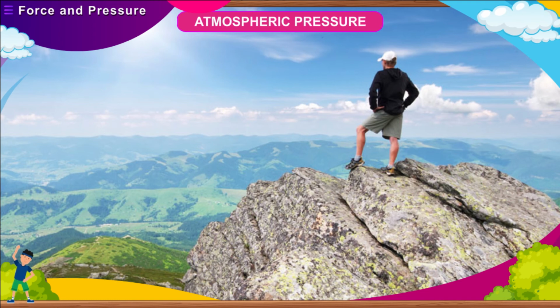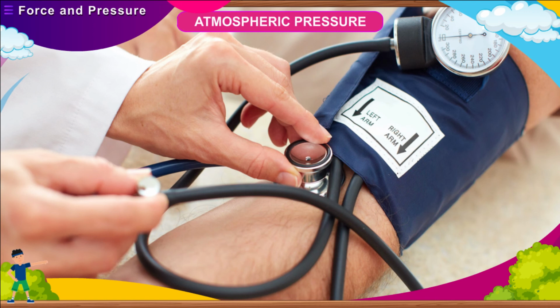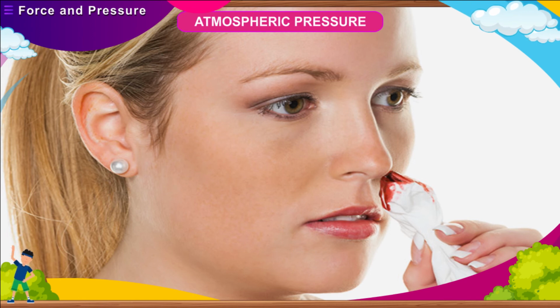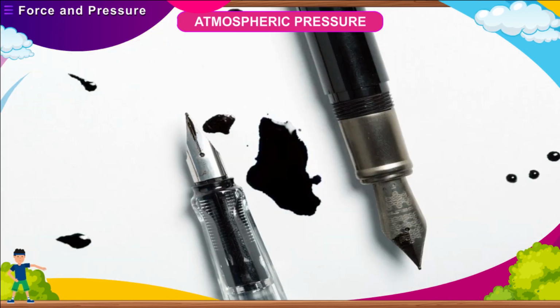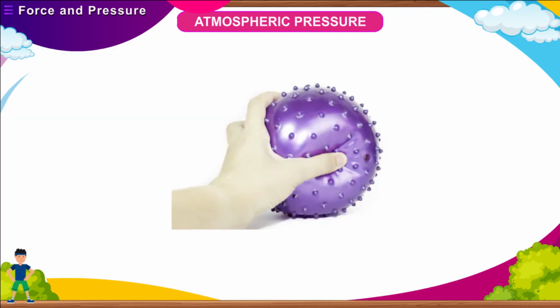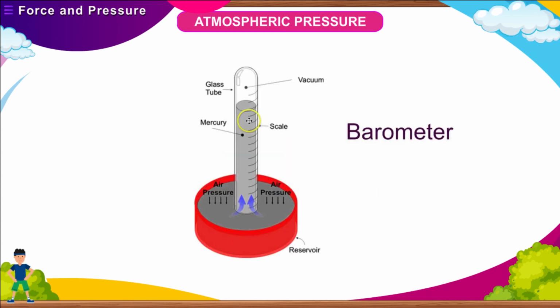At higher altitude, the atmospheric pressure decreases. However, the blood pressure remains the same. It is for this reason that our blood may start flowing out through the nose and the problem of nose bleeding starts. Fountain pens also start leaking at higher altitudes. A pressed rubber does not come off because of this only. Atmospheric pressure is measured using a barometer.